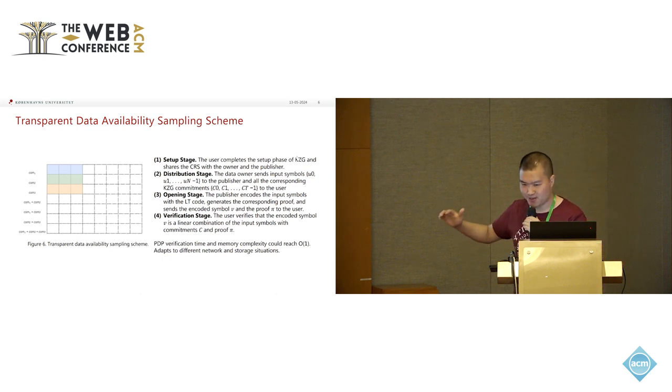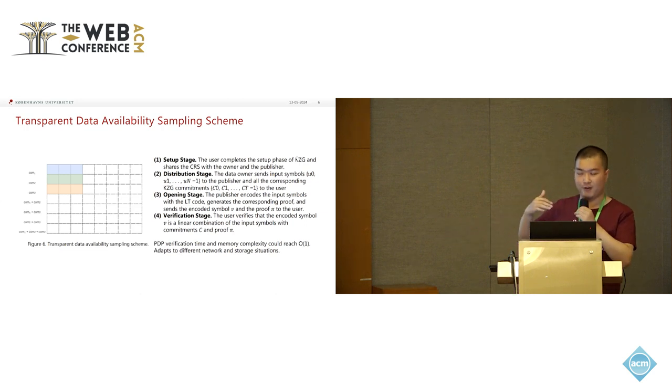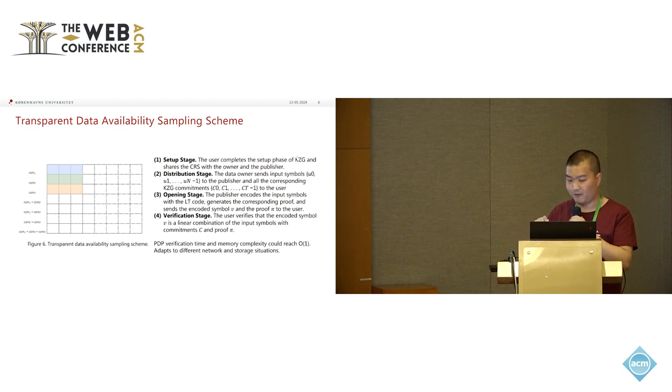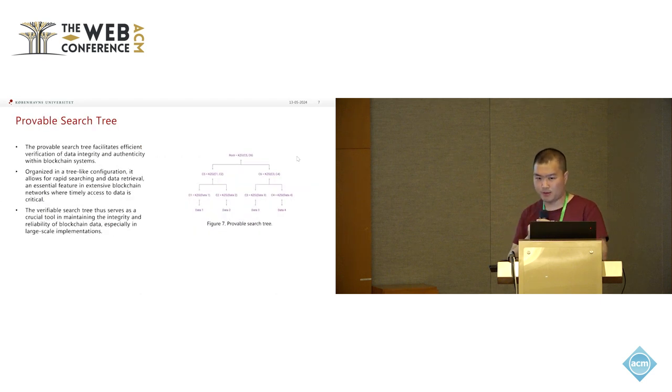And it's very cheap. It doesn't change any base infrastructure or verification part of the current infrastructure. We have four steps: setup, distribution, opening, and verification, all similar. But different nodes can choose their own storage scheme and verification scheme, and also the PDP verification time and memory complexity could reach O(1). And then there is a provable search tree, because you have the off-chain data now. Then we prove, using a commitment scheme or zk-SNARK, this stuff.